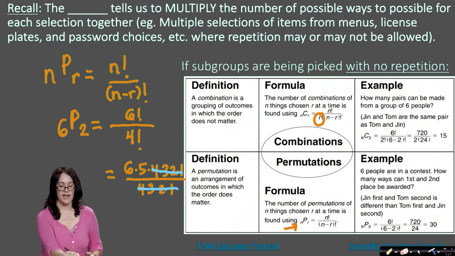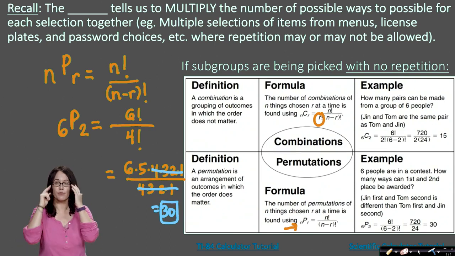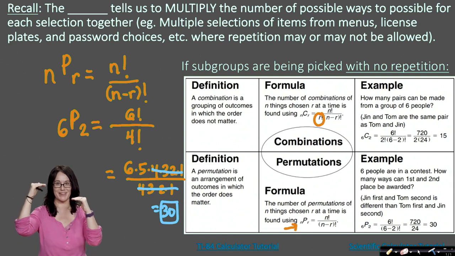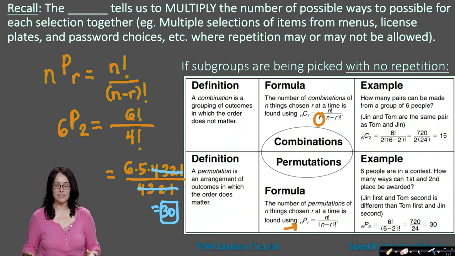So 6 times 5 does give you the 30. So the answer to that question would be 30. There are 30 ways that you could select a first place winner and a second place winner, where order matters. They're different outcomes, for 6 people in this contest.